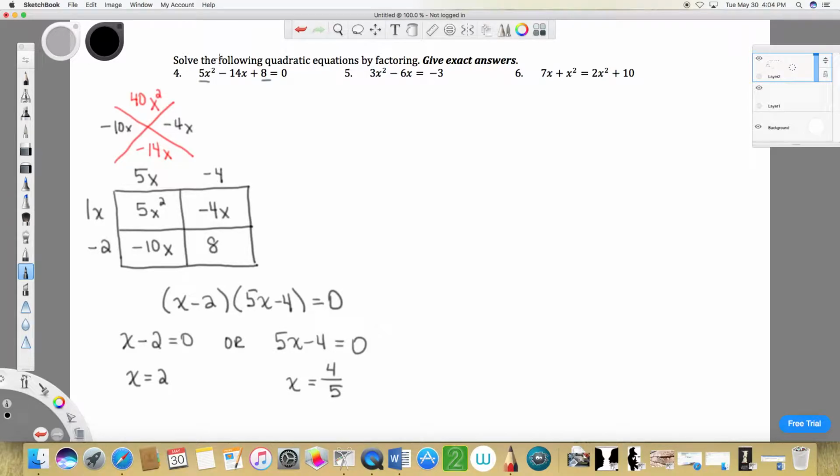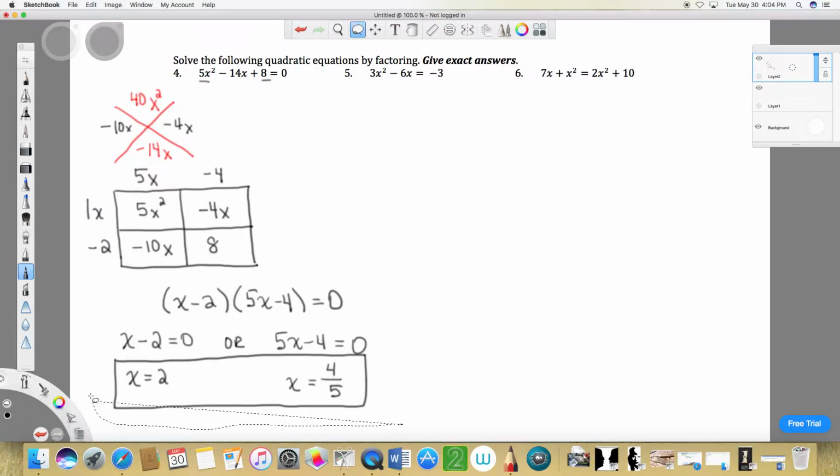So with an exponent of 2 for a quadratic, we were expecting two solutions. They could be repeats, but in this case they're not. So here's our answer for number 4.